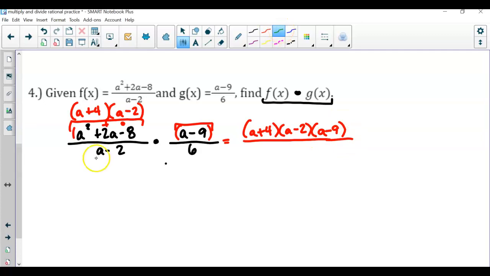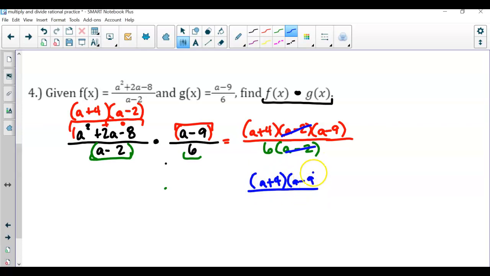Then the denominator. Can I factor a minus 2? No, that stays as a minus 2. Nothing I can do about that. Here I just got 6. So this is 6 times a minus 2. So as I now cancel out, I can cancel out a minus 2. So now I'm left with, in my numerator, a plus 4 times a minus 9 over 6. Then, of course, I could do box method and FOIL this to get this no longer in factored form and also have my answer here.